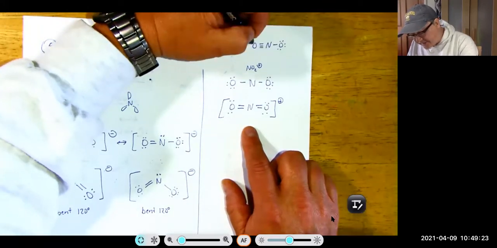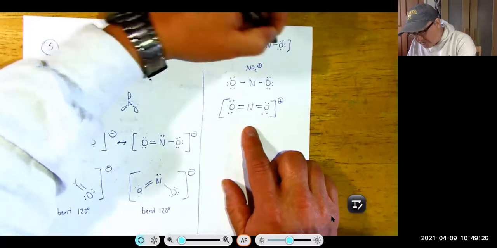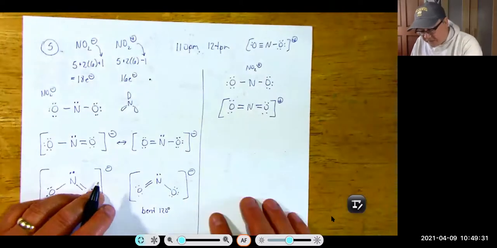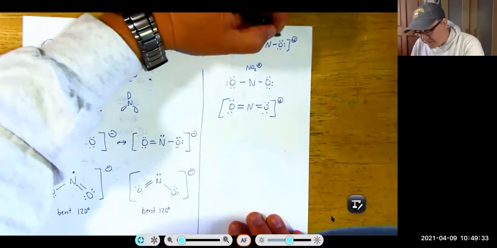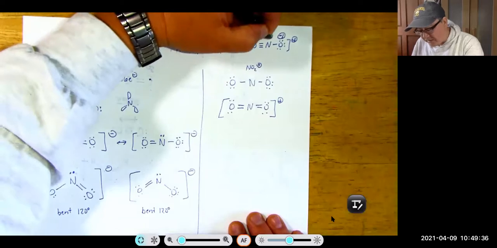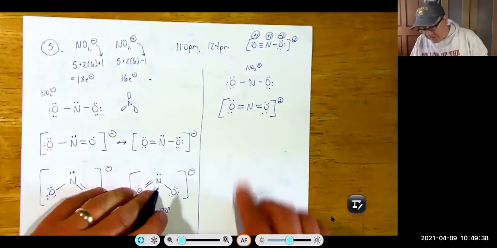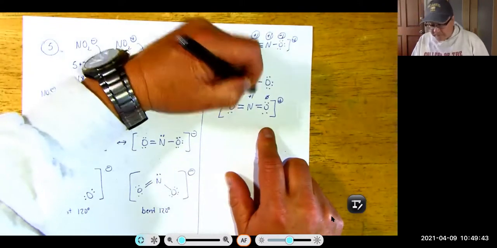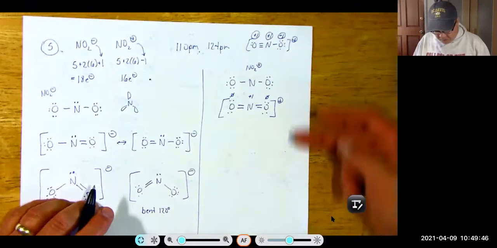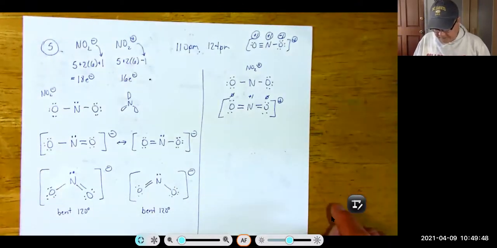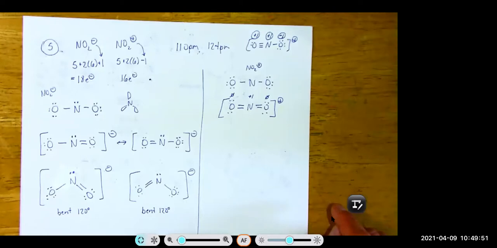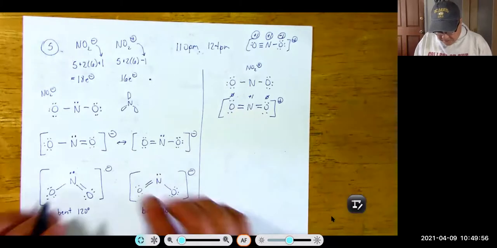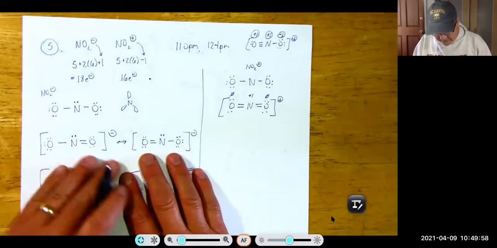Because this still has octets all around. Why do I do this on the bottom and not this on the top? And the answer is the following. Here we'd have a -1, here we'd have a +1, and here we'd have a +1. What do we have going on here? We have a 0, and a +1. So which structure is better based on formal charges? The structure with the two double bonds, because we only have one non-zero formal charge. Now, why did I not bother with formal charges down here?